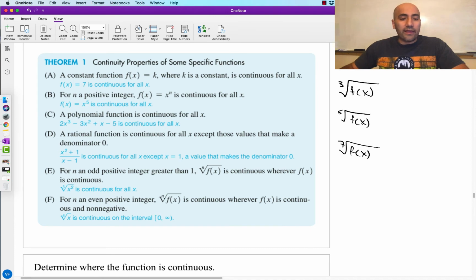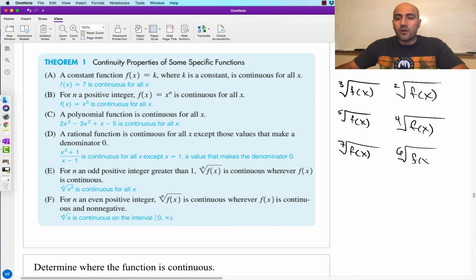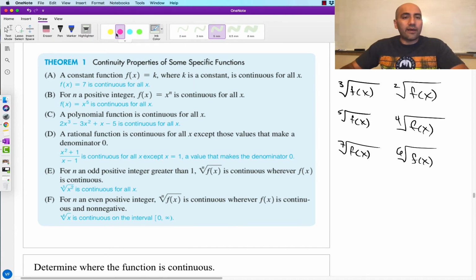Good. On the other hand, the other case for part F says that if this is an even one, so if we have the square root of f of x, or the 4th root of f of x, or the 6th root of f of x, well, then we do have to be careful because this is saying that our result will be continuous whenever f of x is continuous, and we have one more restriction, one more thing we have to be careful about. We have to make sure that the part inside the radical is non-negative. It could be a 0 or something positive. It just can't be a negative, right?